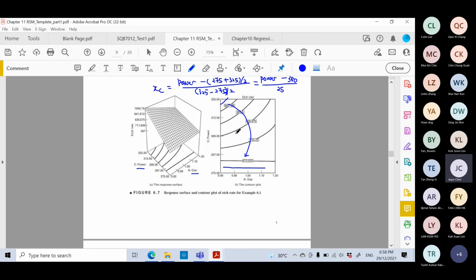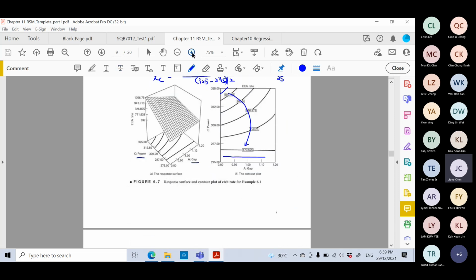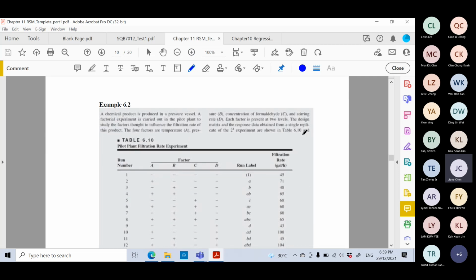Okay, so this one is an equation here. From the equation, you can convert XA, XB in terms of the power, then you get the fitted equation. So this one is for the second example. Then after that we have a third example here. This example is also in chapter number 6, or you can refer to the chapter 6 lecture notes. You also have a similar example.